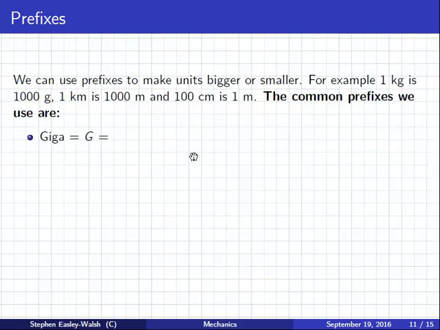Big. Big G. And how big is it? How many zeros? Times 10 to the power 6. Not quite. More than that? 9. Yeah. So giga is 10 to the 9. So that much. Okay, so that's the first one if you can write it down, giga. So we'll go from the biggest to the smallest that we'll use.